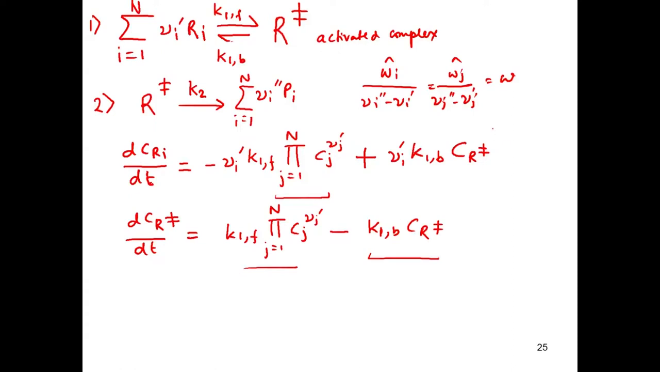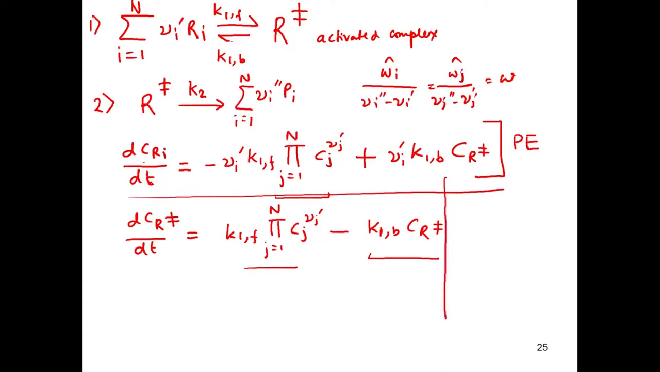Now, we assume that partial equilibrium exists in this reaction. That means partial equilibrium exists between the reactants and the activated complex. And then we will assume that the activated complex itself is a steady state species. So these are the two assumptions we will make. But what is the consequence of this?